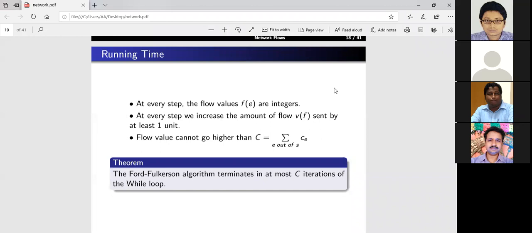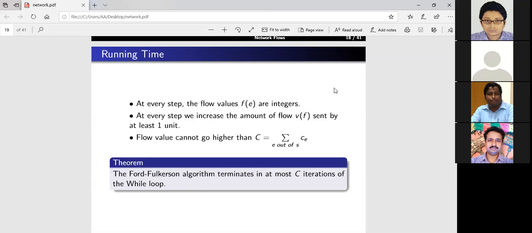And even worse than that, even if it converges to some value, when it does not stop in finitely many iterations, that value may not be the optimum value. So that is the problem with the basic Ford-Fulkerson method.